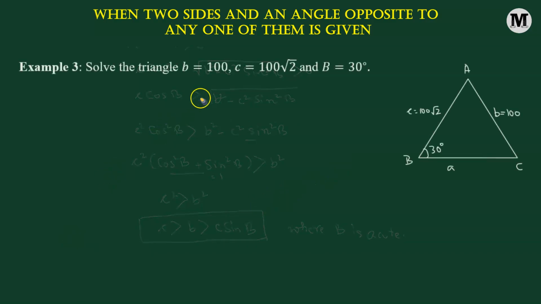Here we need to solve the triangle whose two sides are given to us. Side B is 100 units and side C is 100 times square root of 2 units. Then the angle that is adjacent to the side C, B, is given as 30 degrees. Clearly B is an acute angle.